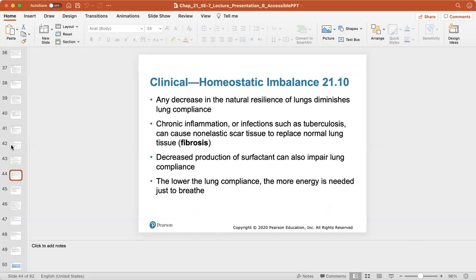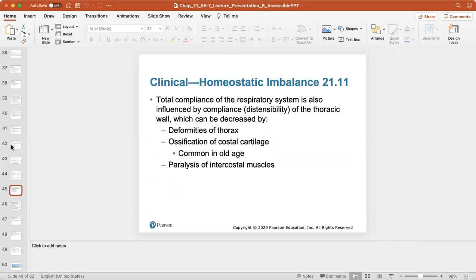Any decrease in the natural resilience of lungs will diminish the lung compliance. So chronic inflammation or infections like tuberculosis can cause non-elastic scar tissue to replace normal lung tissue, and this is called fibrosis. And decreased production of surfactant can also impair the lung compliance. The lower the lung compliance, the more energy is needed just to breathe.